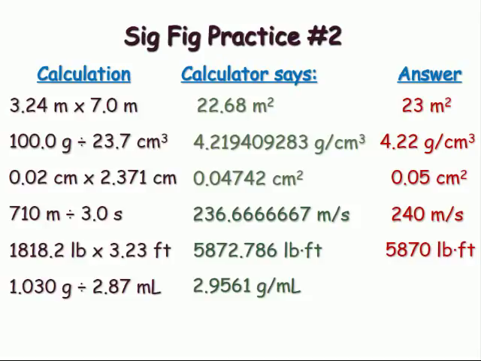Let's do a couple more. I got this big old long number the calculator tells me. What am I going to round this to? I'm going to round it to 3 significant figures because of that 2.87 milliliters. And I end up with 2.96 grams per milliliter.